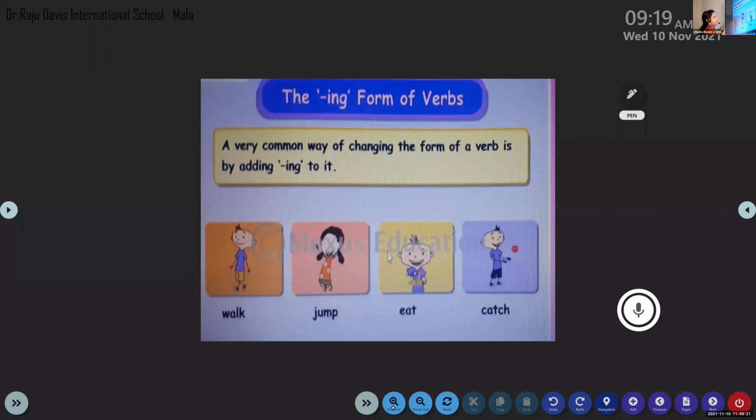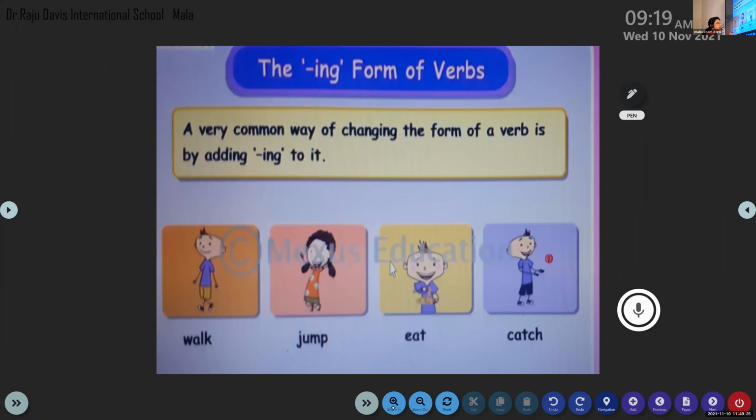Now, all of you look at this slide. Please read these words. What are the action words given here? Walk, jump, eat, catch. Okay, all these are action words. In order to change these actions into action in progress, what do we have to do to the verb? We have to add ing. Walk plus ing becomes walking. Jump plus ing, jumping. Eat plus ing, eating. Catch plus ing, catching. That's all. So these are action in progress.